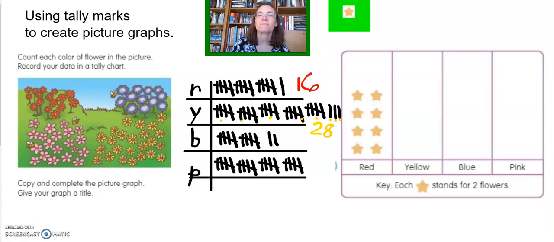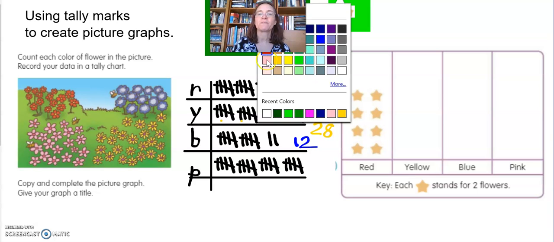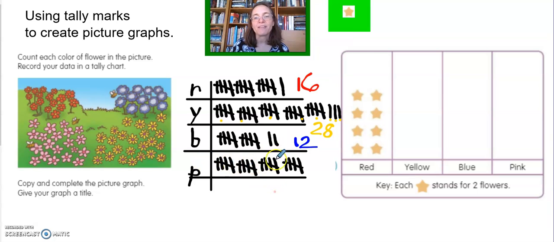Let me count my blue ones up here. 5, 10 plus 2 is 12. That's an even number. And my pink ones down here, oh, get a pink marker, Miss Foster. That'll be fun. Okay, I've got 5, 10, 15, 20.